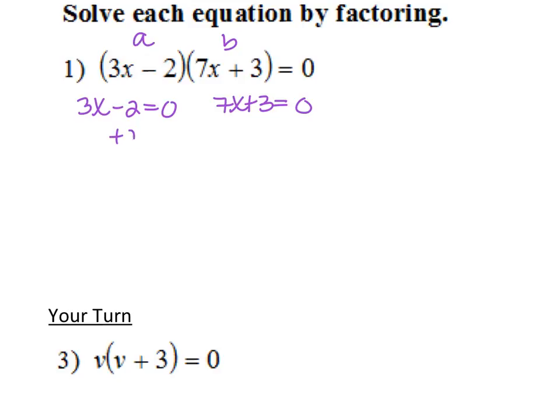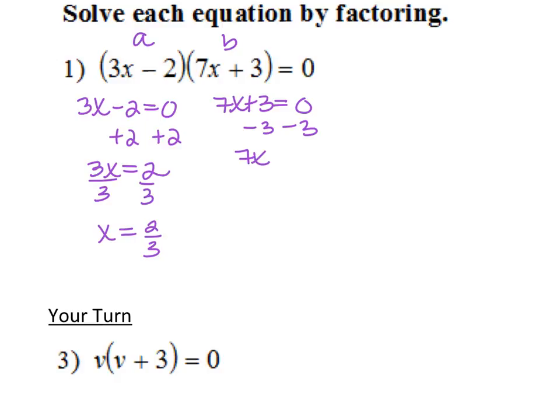Now I just solve. So I add 2 on each side. I get 3x equals 2. And then I divide by 3 to get x alone, because the opposite of multiplying is dividing. And I get x equals 2/3. That is one answer. Then you go to your second equation, and you have 7x plus 3 equals 0. I'm going to subtract 3 from each side. I get 7x equals negative 3. And now I divide each side by 7 to get x alone, and I get x equals negative 3/7.